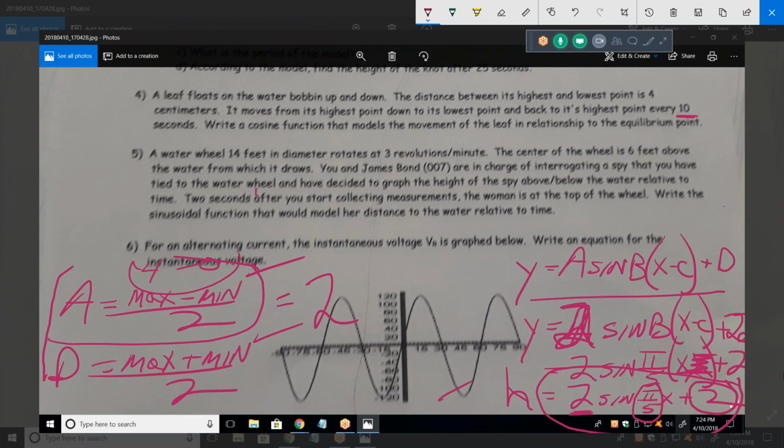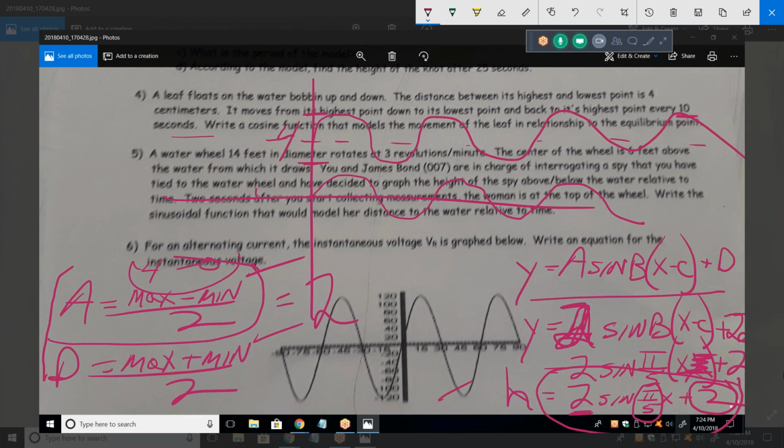And if you think about it, that could mean a lot of things. We could have a leaf bobbing like that, but we could also draw our line of symmetry up here and have the leaf bobbing like that, and it would produce the same information. In other words, the difference between the highest and the lowest point would still be 4, regardless of where it was on that curve.